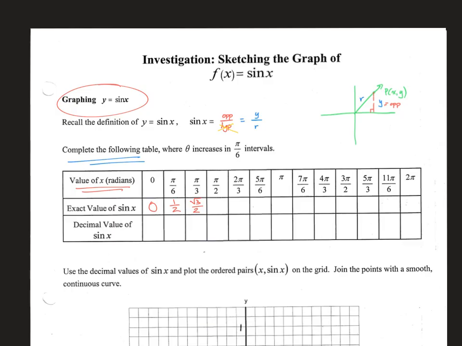So what I'd like you to do now is pause the video and work your way through filling in the exact values in that table. Okay, we should be back.